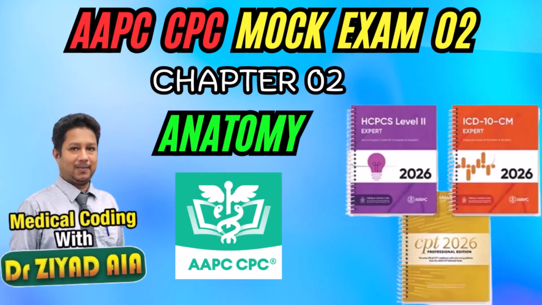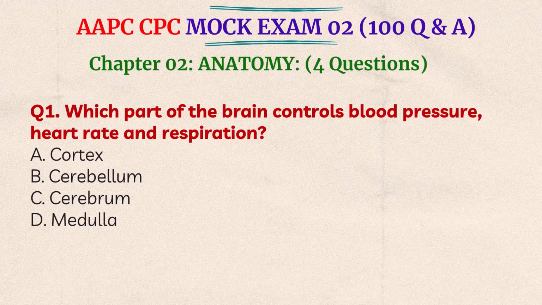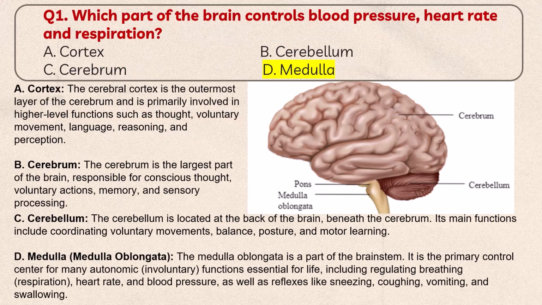Chapter 2, Anatomy. There are 4 MCQs. Question number 1. Which part of the brain controls blood pressure, heart rate, and respiration? A. Cortex, B. Cerebellum, C. Cerebrum, D. Medulla. Answer the question. The correct answer is D. Medulla.